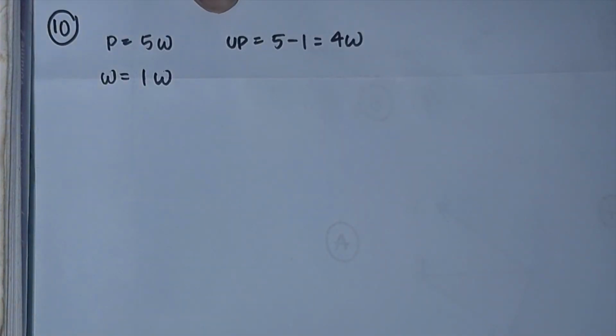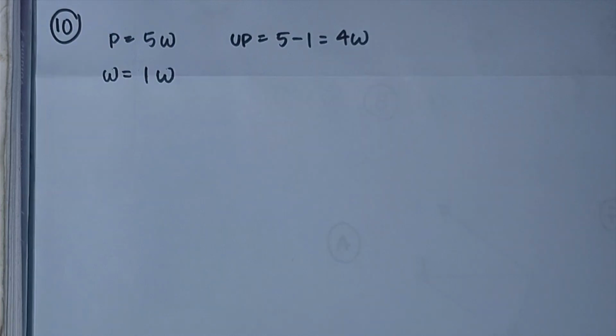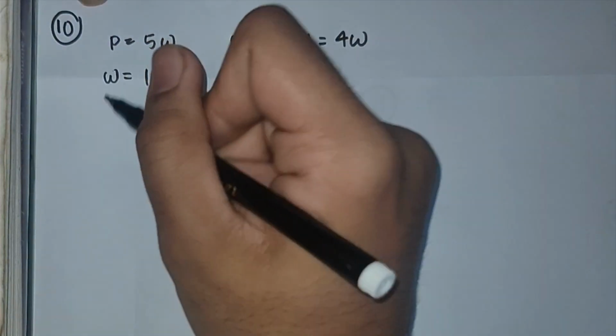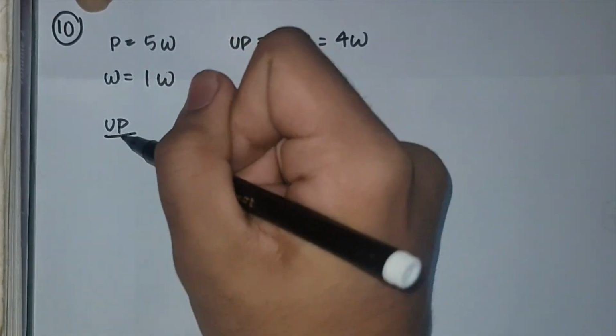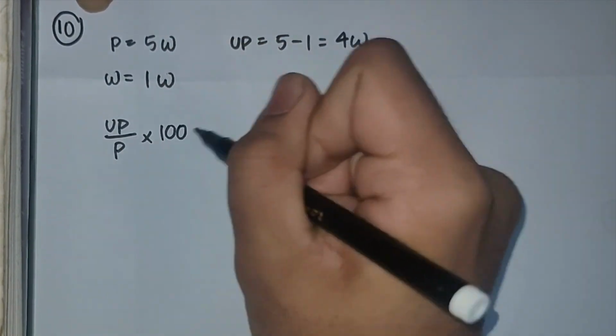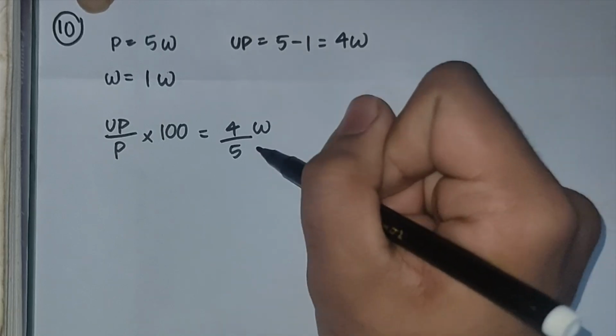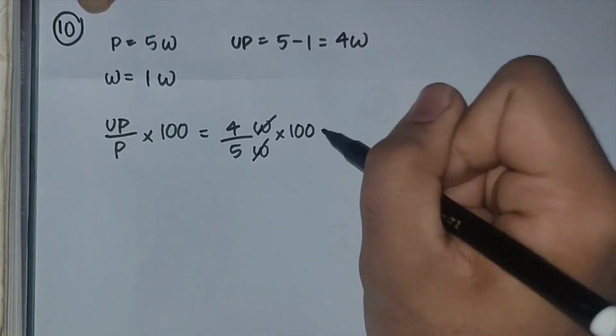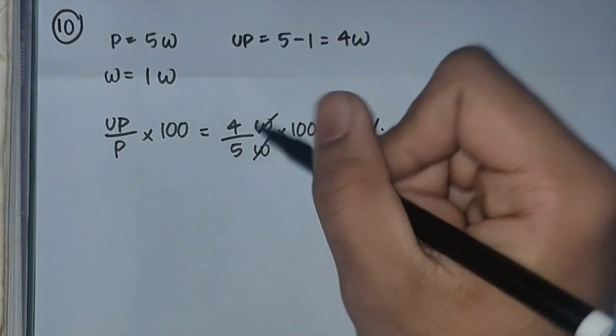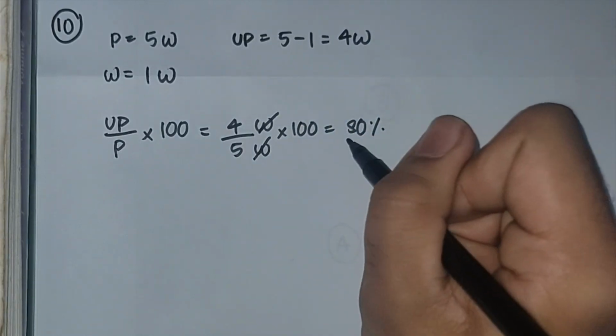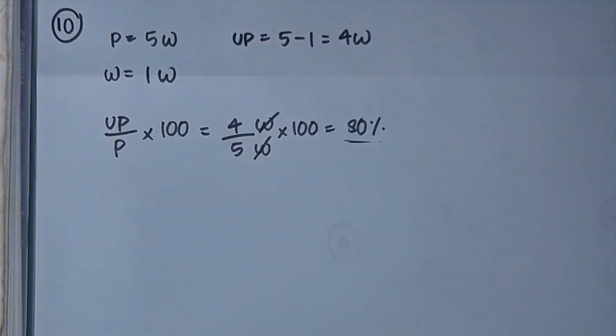Now to find the efficiency, the correct formula is useful power output divided by total power output multiplied by 100. That gives us efficiency in percentage. So we do UP by P. Notice that the watts get cancelled and this is just a percentage. It is just a number. Therefore, option C is correct.